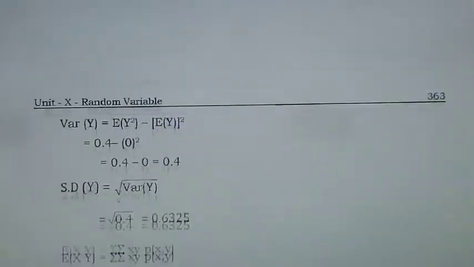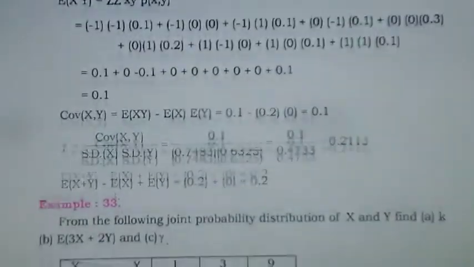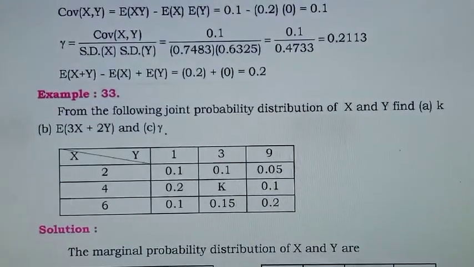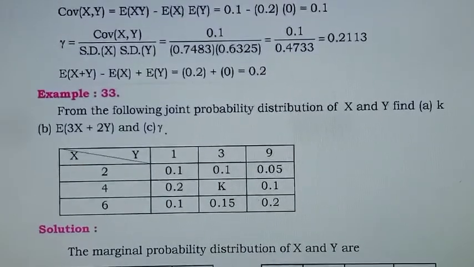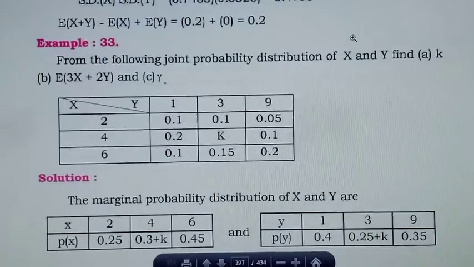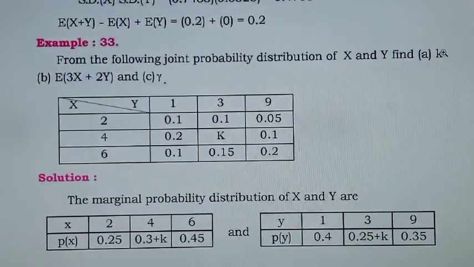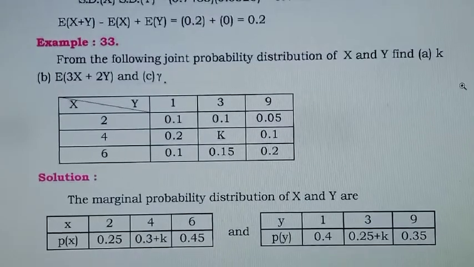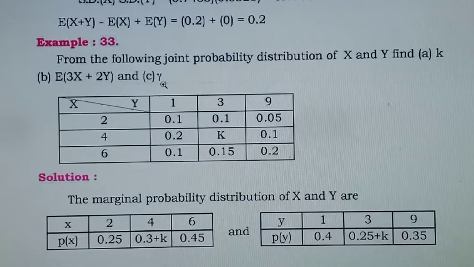This is the last concept which I said in the previous video, that 5% of the syllabus is still remaining. So this is a concept. Are you clear, guys? Now look at one more problem. What is asked: find the value of k. Again, a bivariate probability distribution is given. Find the value of k, the expectation of 3x plus 2y, and the correlation coefficient gamma.